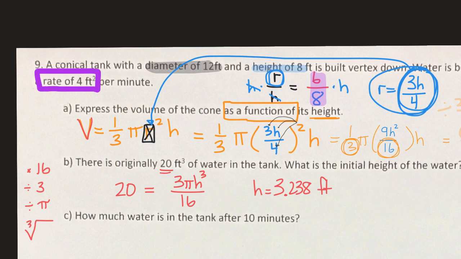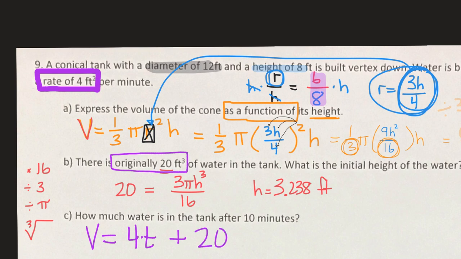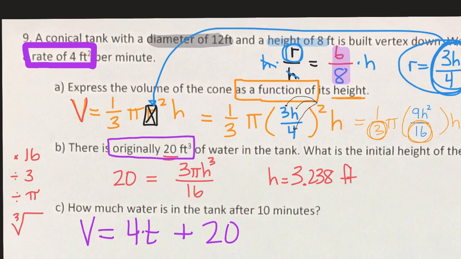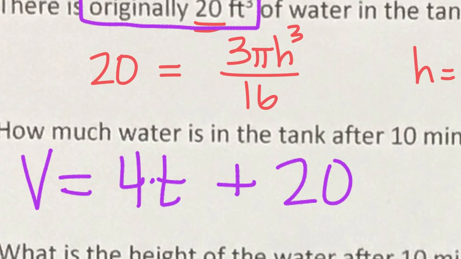Okay, so we can come up with this equation that the volume of water is 4 cubic feet every minute, so 4 times t, t stands for time, plus there was originally 20 feet of water in the tank. So we can't forget about how much water we started with. Okay, so your formula is always rate times time plus the initial amount. Sometimes there might not be an initial amount, but in this case there is an initial amount.